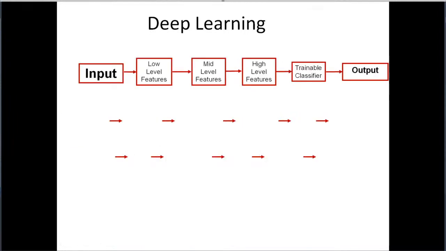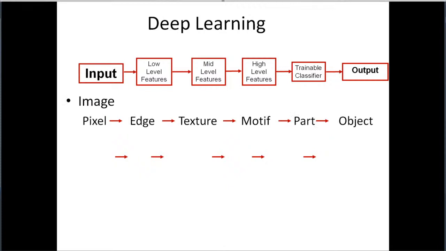global features. In the image case, the input is pixels. In the first layer, you will identify edges, then you will find texture, motif, part, and finally you will identify the entire object. Similarly, in text, you have characters, words, word groups, clauses, sentences. So this is how you are learning, both in the case of images and in the case of text.